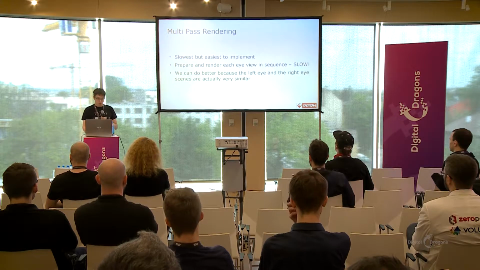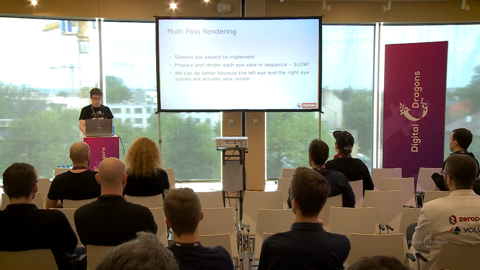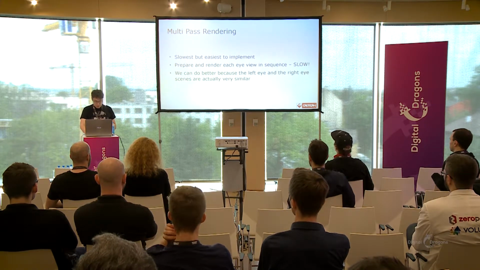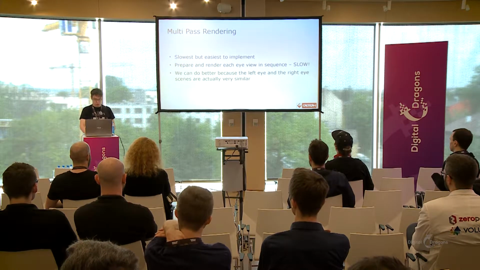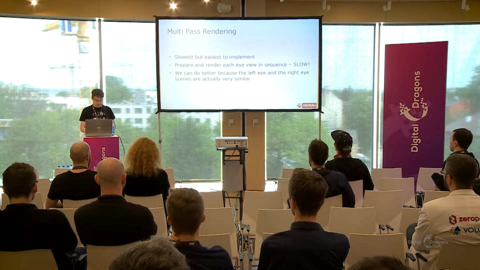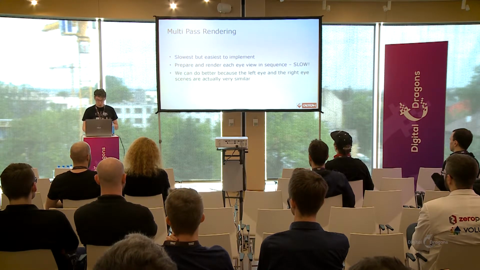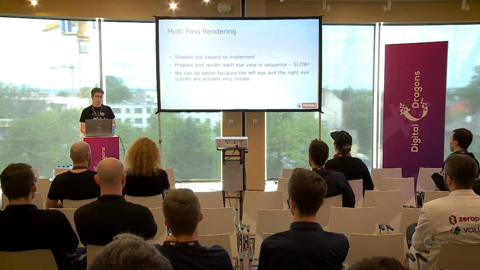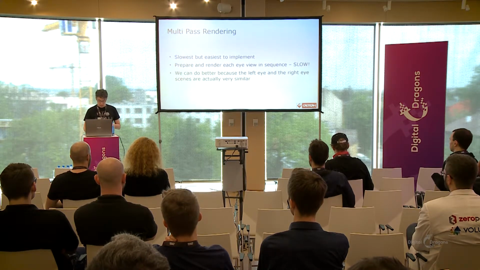Well, the most simple approach is to do it in multiple passes. It's slowest and it's easiest to implement. We'd basically prepare and execute rendering commands for one eye, and then we do it all again for the other eye. But this is very taxing on both the CPU and the GPU, and it often requires lowering the visual fidelity to achieve the desired results.